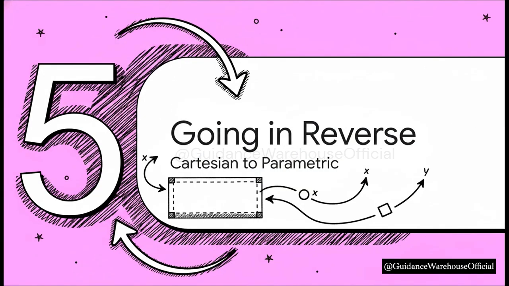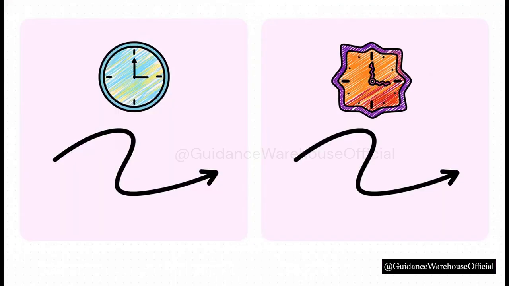Okay, part 5. Going in reverse. Let's make this even more practical. We're going to flip the script and figure out how to build these parametric equations from scratch when all you're given is a standard rectangular equation. What's really fascinating here is that there are literally infinite valid ways to parameterize a single curve. Let's start with the equation y equals the quantity x plus 3 squared plus 1.